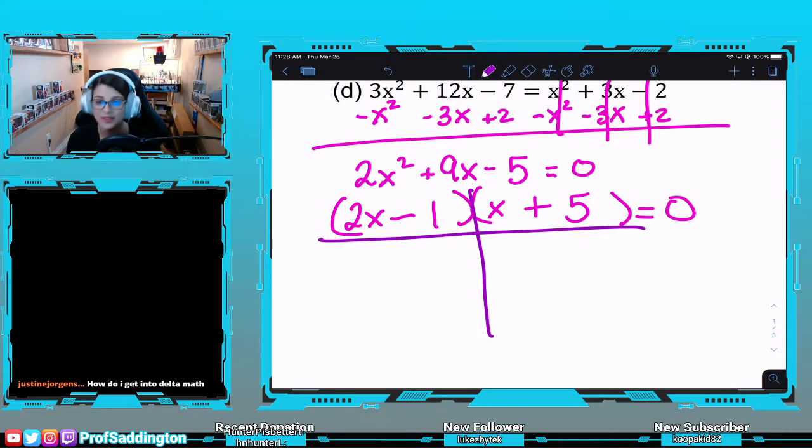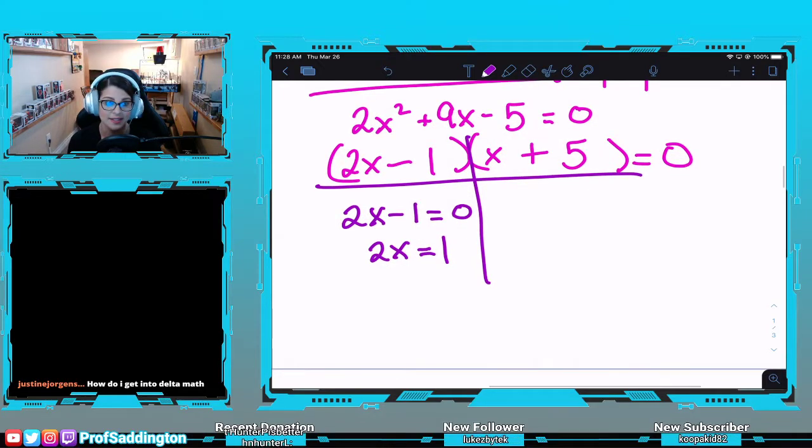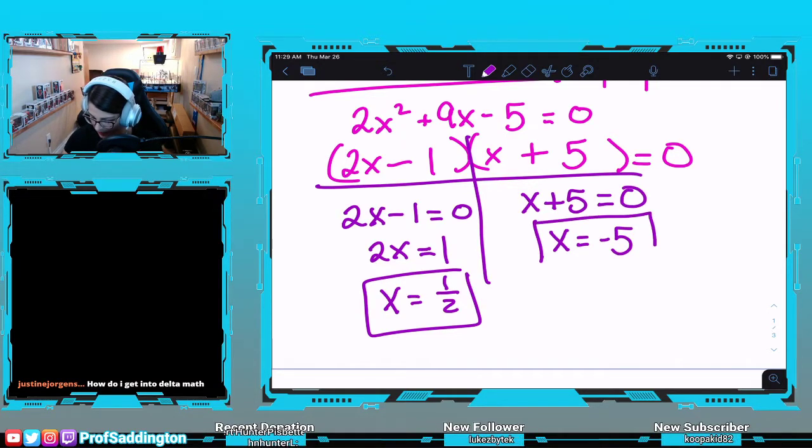All right, so now I can drop down my t-chart, and it is business as usual. We have 2x minus 1 equals 0, so I can add my 1. And then I can divide by 2. So we get x equals positive half for one of our roots. And then on the other side, we get x plus 5 equals 0. So therefore, x will equal negative 5. All right.